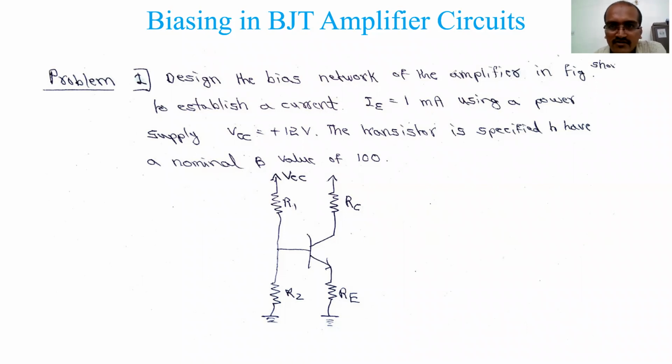Design the bias network of the amplifier shown in the figure to establish a current IE equal to 1 milliamp. So the IE value they have given, it should be 1 milliamp. For that you have to design using a power supply VCC they have given, plus 12 volt. The transistor is specified to have a nominal beta value of 100. So these three values are given. Using these values, you have to find out the values of the resistors R1, R2, RC and RE.